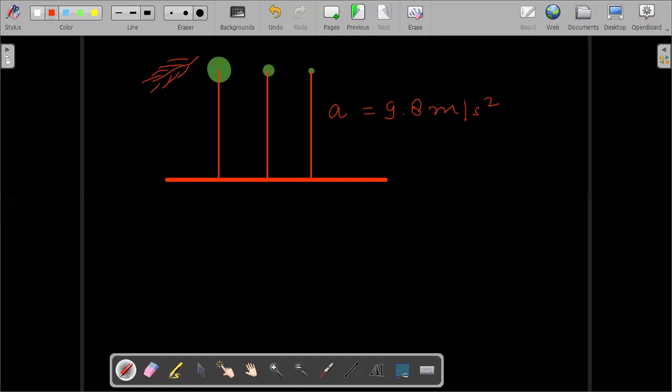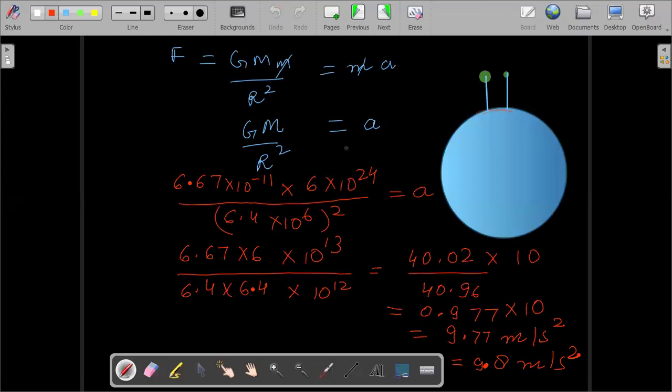If you are dropping a feather and a heavy object, we observe that the heavy object reaches first, because the feather is lighter. But our calculation says that it is independent of the mass. See, here there is no factor of mass. The calculation which we have obtained, here there is no factor of mass. We obtained our acceleration due to gravity to be equal to GM over r squared. Is there anywhere mass?